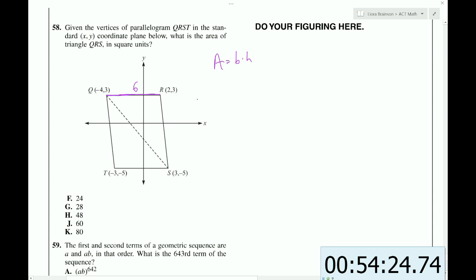Now, to get the height, remember we do not want a slant height. We want a direct vertical height between these two coordinates. So we can look at the difference of the y coordinates here, and that'll get us this vertical. Okay, so if you notice, it's a difference of 8. So our height is 8 and our base is 6. And since we're doing a triangle, we have to do 1/2 base times height, right? So half of 6 is 3, times 8 is 24.